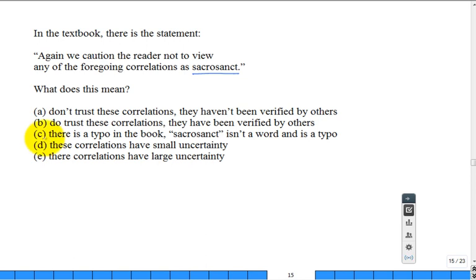The correct answer is only C or D, or D or E, right? That's it. The other ones are wrong. But I'm going to have you revote now. We're going to talk about it a little bit.